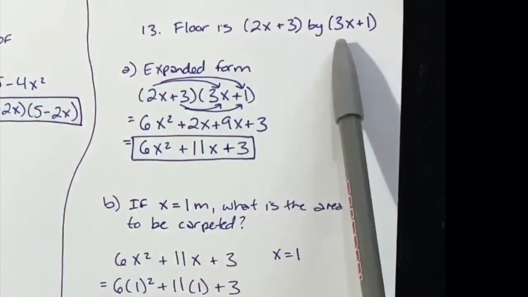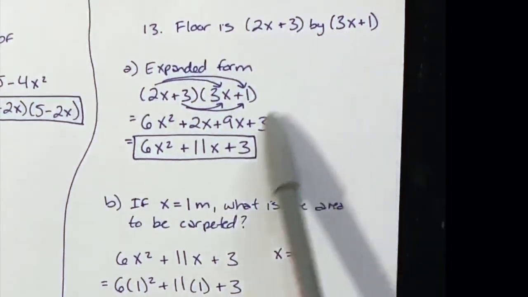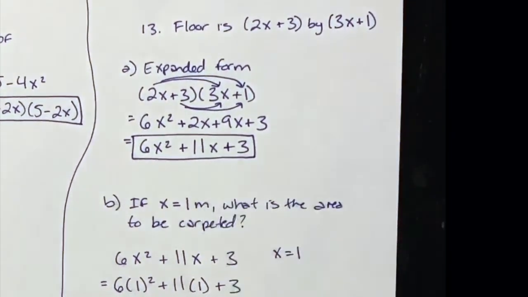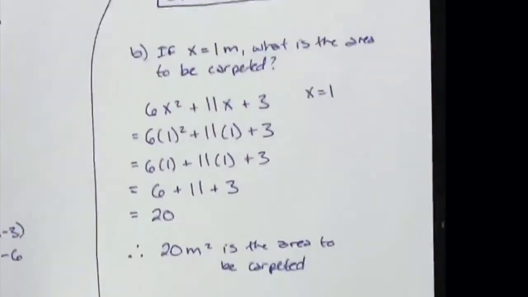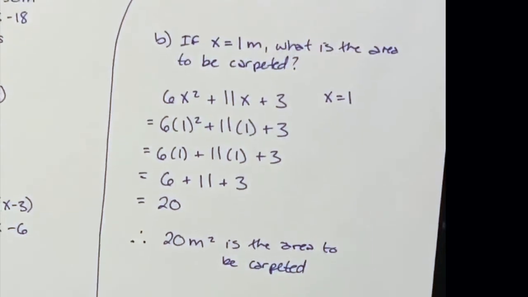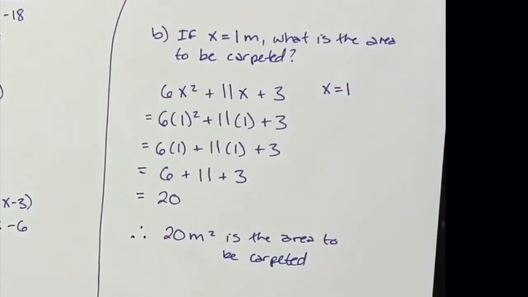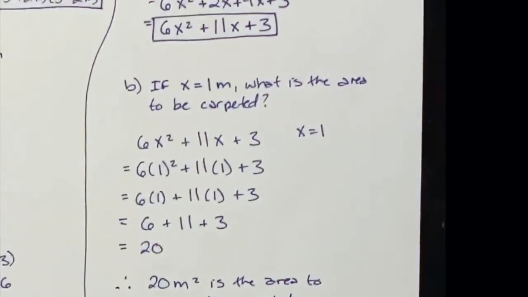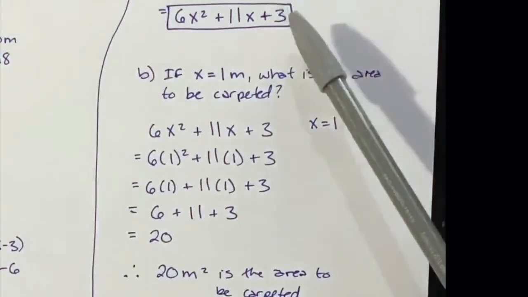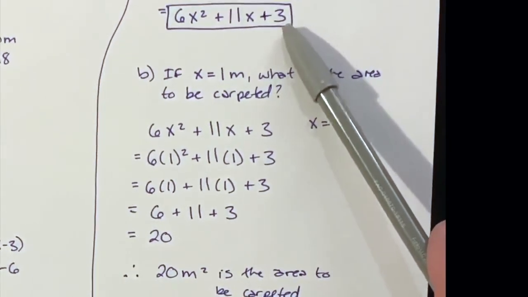So this into this, right? I have taken this and expanded it. Okay, for B, now, if x equals 1 meter, what is the area to be carpeted? So this right here, this previous answer is going to be the area of the floor.